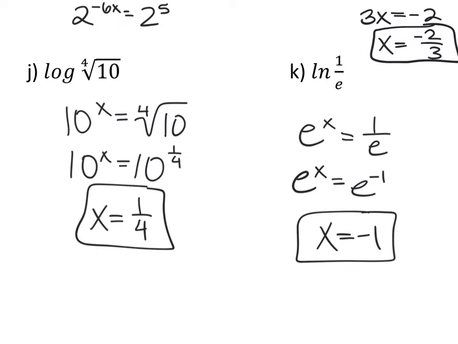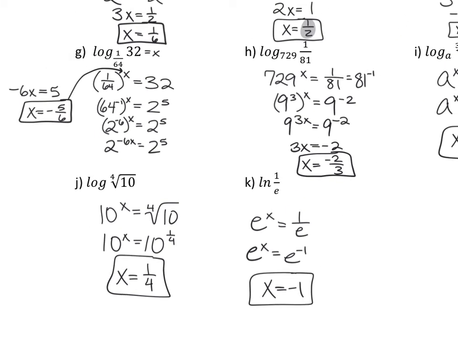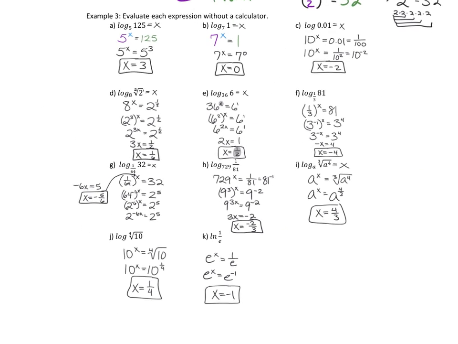So that's evaluating logarithms without the use of a calculator, because your calculator only has a button for log base 10 and log base e, which means we probably could have done the last two on the calculator, because they would be log base 10 and log base e. But the rest of them, when they're different bases, we can't use the calculator, it's all in the brain. So we rewrite them as an exponential and solve them that way.